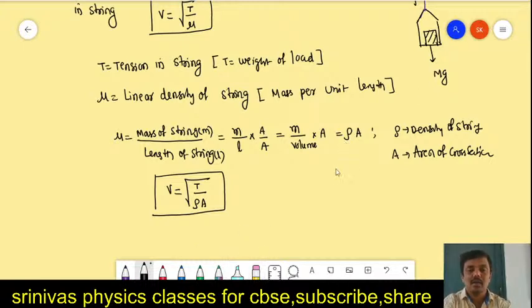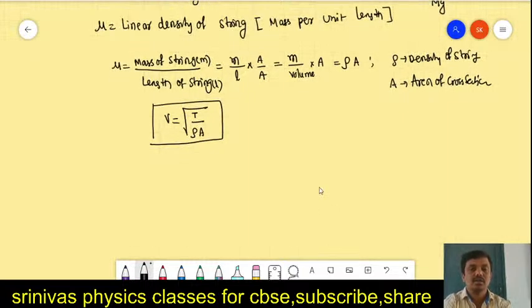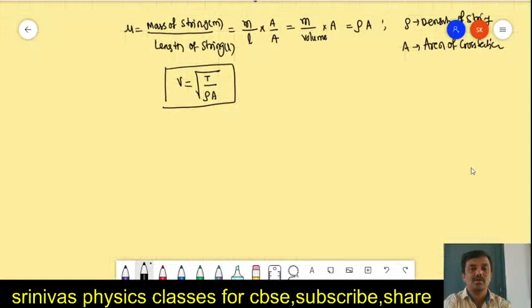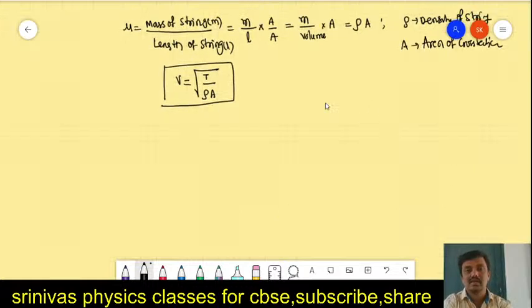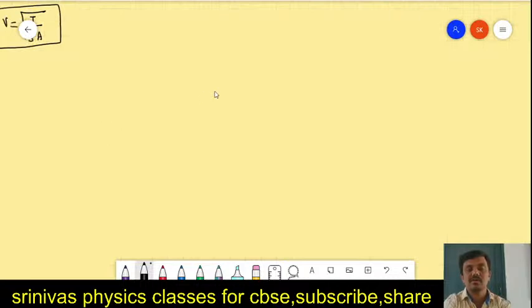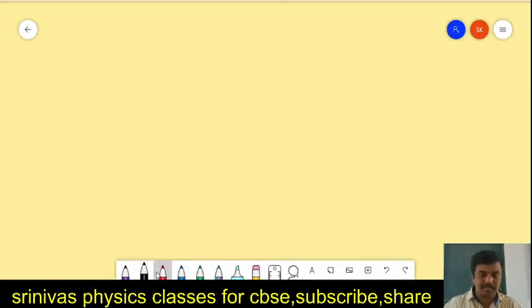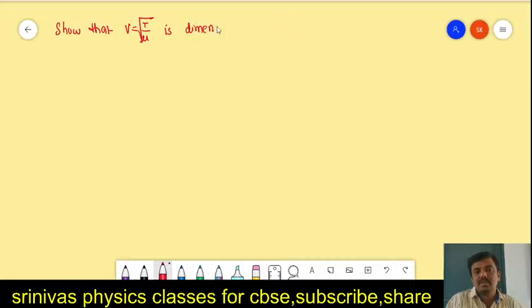And one question I am asking you. Show that V is equal to under root T by nu is dimensionally correct. This is one question. V means what? Velocity of transverse wave. In this, nu means linear density. That we have to show. Then further, the solution, let us start.